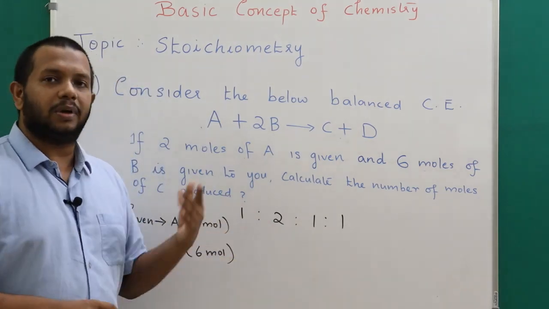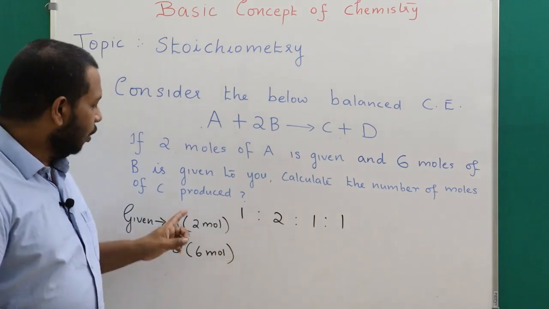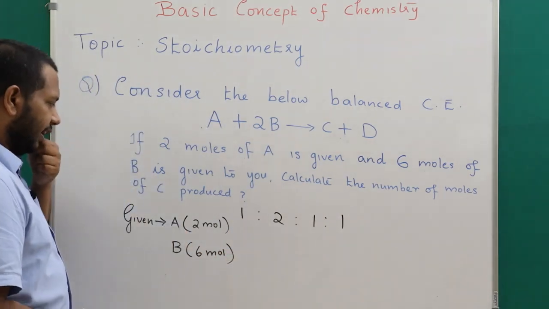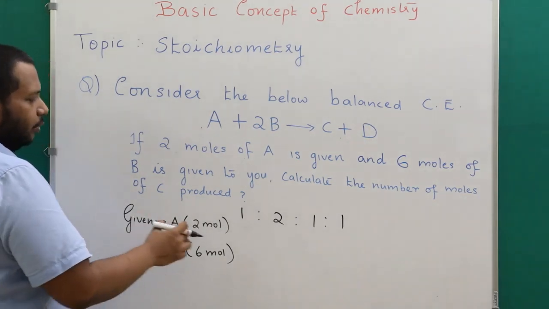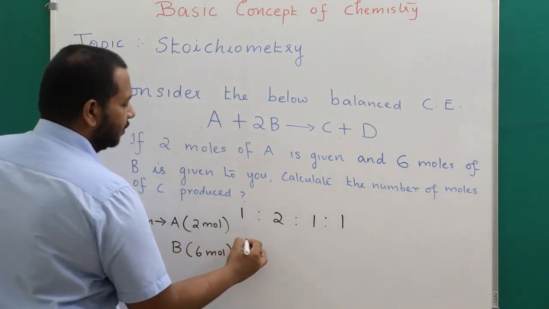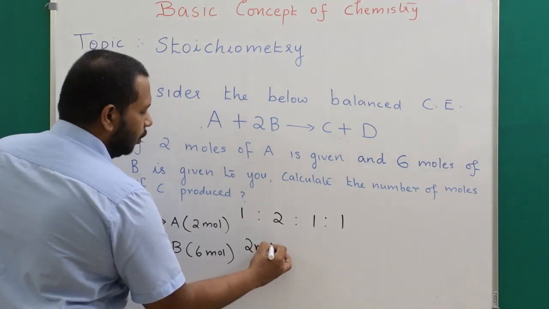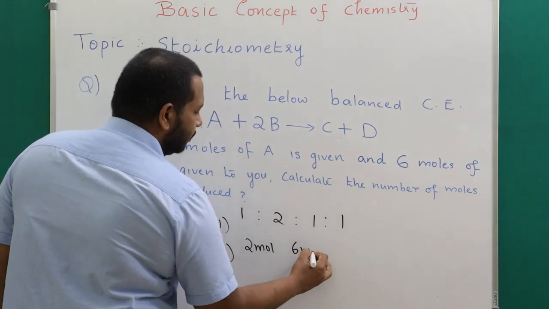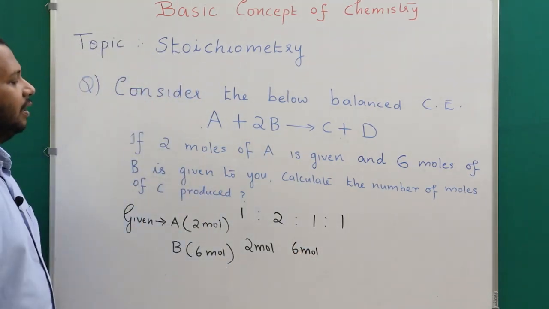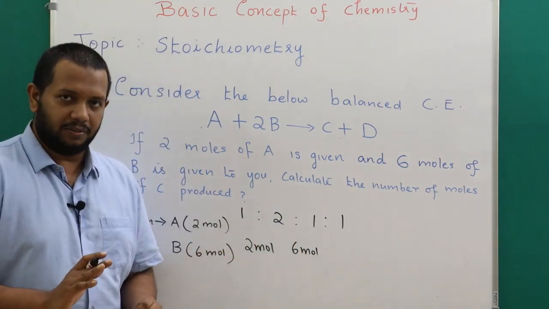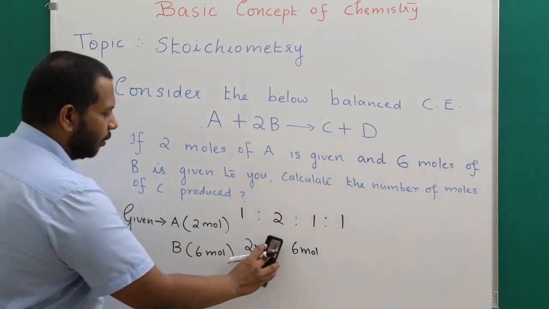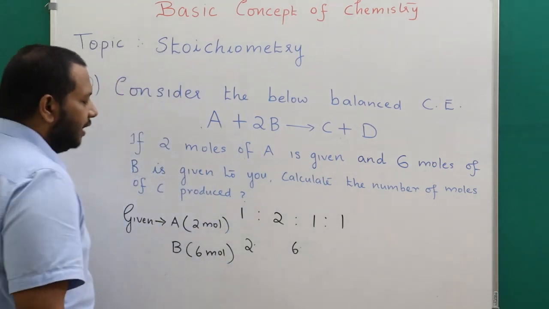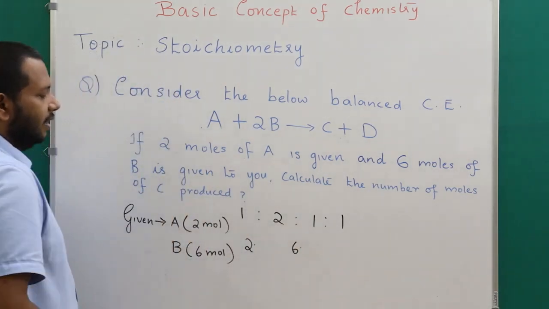Now I am going to tell you a technique to identify, out of A and B, who is the limiting reagent. That technique is very simple. What you need to do is take the given substance as such in mole. 2 mole is given for A, and 6 mole of B is given. Now you don't want to write mole here, it may create confusion.